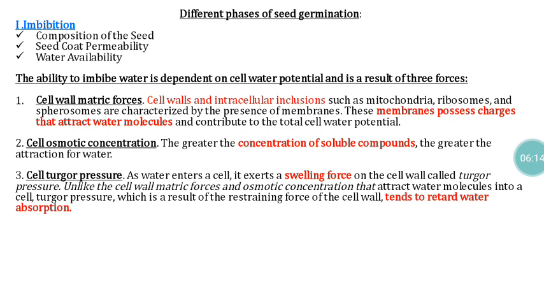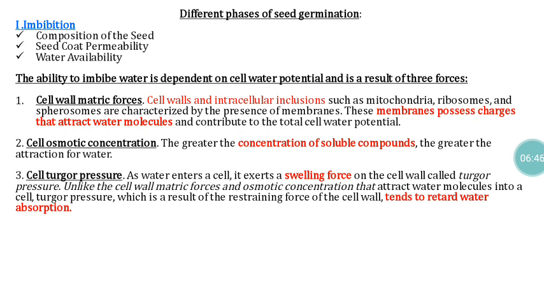Imbibition means the process through which water enters into the seed system, and that ultimately increases the moisture content of the seeds. The entry of water into the seed system is mainly governed by three major components: the biochemical constituents of the seeds, seed coat permeability, water availability, and the quality of water available. So these are the three major components.